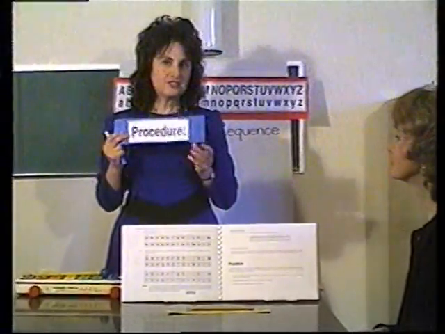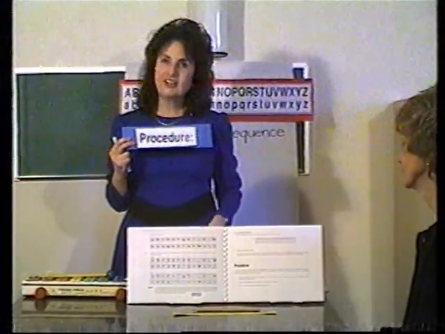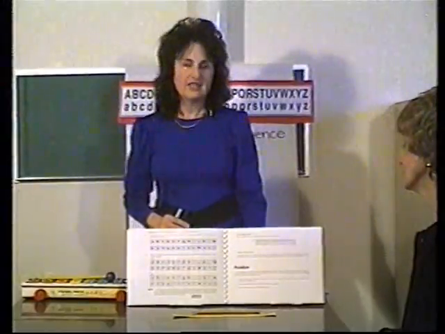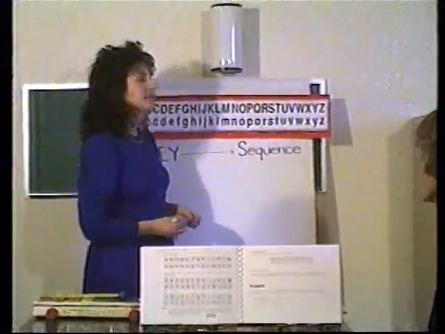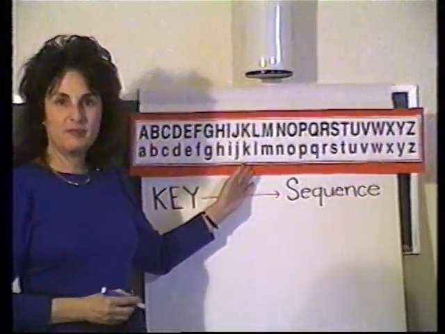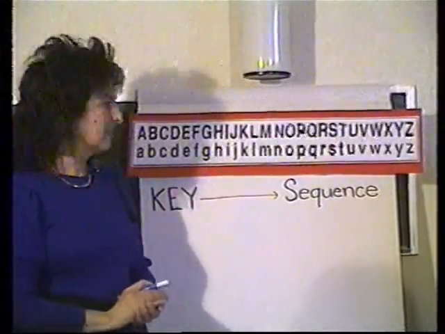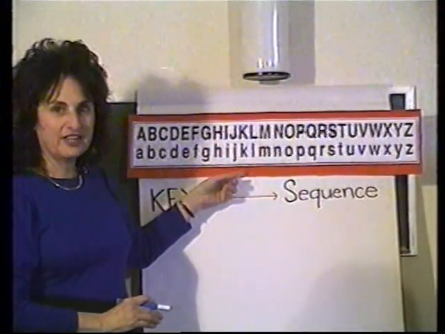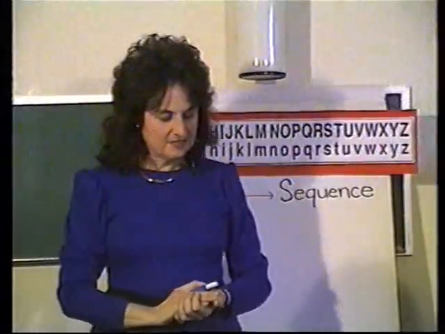Now, procedure. And you may follow along as I go through the procedure. First of all, you're going to explain to your class that this is called the alphabet and that there are 2 kinds of letters. There are capital letters and there are small letters. Then you proceed as follows.